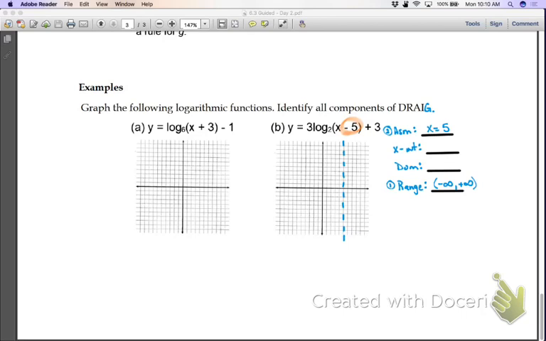Now, the hard part here is going to be to do the x-intercept. So remember, whenever I do the x-intercept, what am I plugging? Where am I plugging the 0 at? For the x-intercept, I want it to be x equals, so I'm going to plug the 0 in for y. So I'm going to have 0 equals 3 times log base 2 of x minus 5 plus 3.